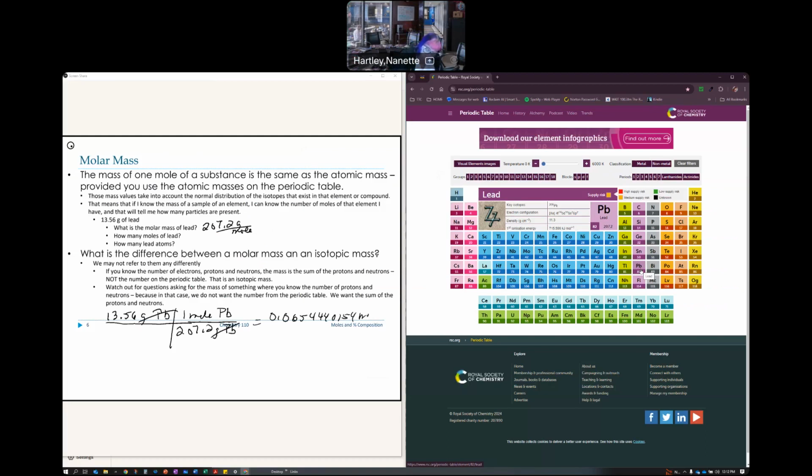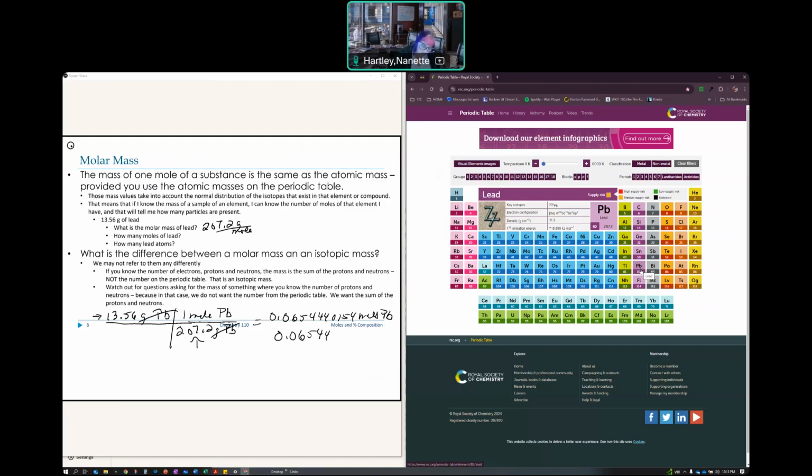0.0654440154 moles of Pb. And then the question becomes, how many sig figs should that be? Now, this number right here, 207.2, is a conversion factor. So it is not considered one of the numbers that I should look at to determine how many sig figs I have. The 13.56 is what I consider. That is 4 sig figs. Therefore, my answer should be 4 sig figs. So 1, 2, 3, 4.